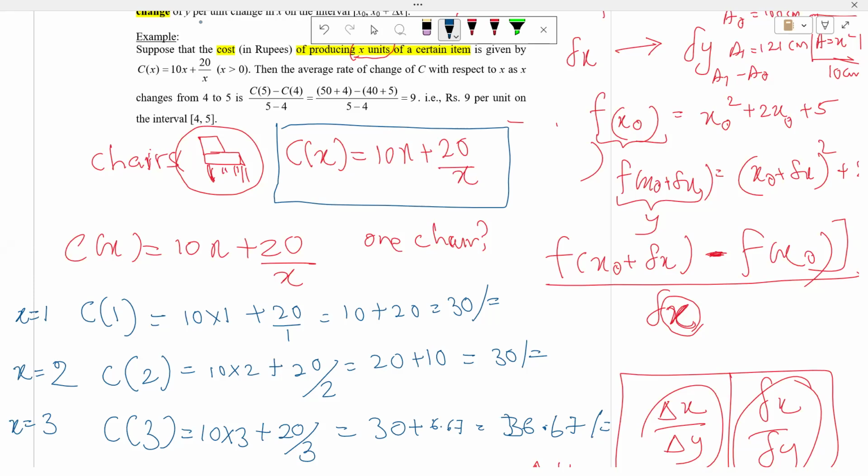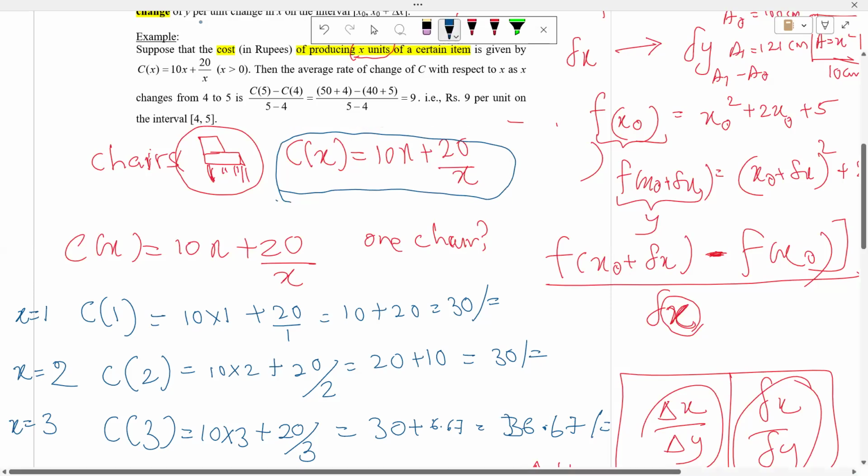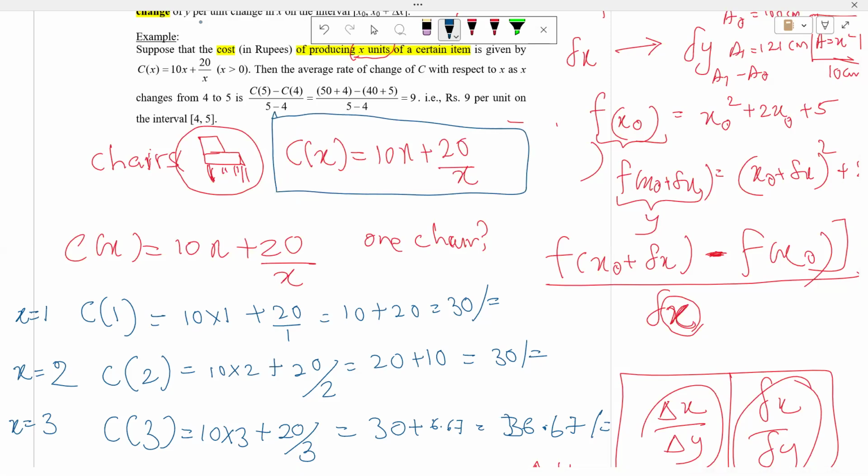So here, what are the variables? The number of chairs you manufacture has a relation with the manufacturing cost. This function explains the relation between the manufacturing cost and the number of units they manufacture. Depending on the number of units manufactured, the manufacturing cost will change. That is the relation within the function.